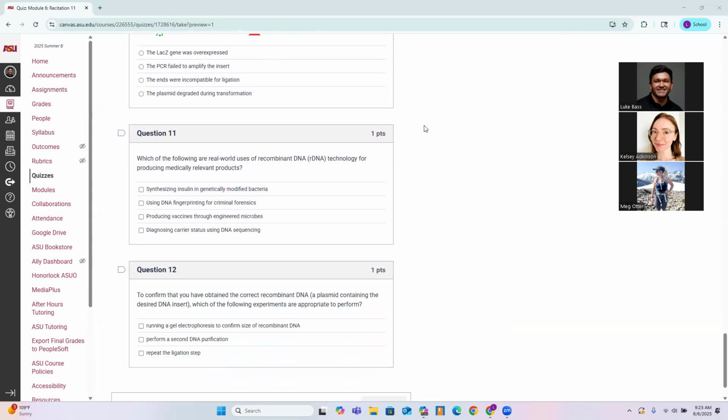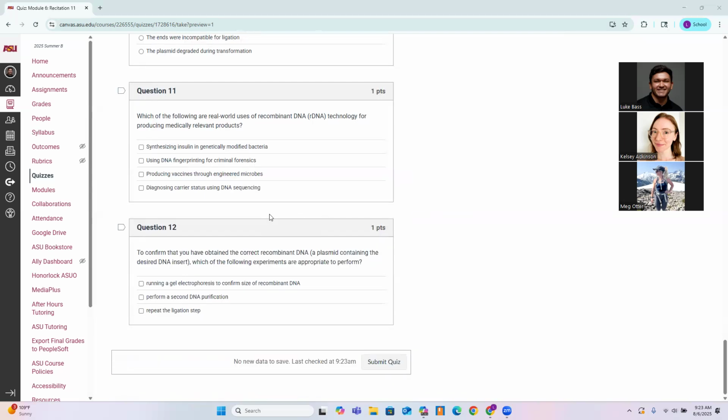So question 11, which of the following are real world uses of recombinant DNA technology for producing medically relevant products? So this is why we care about bacterial cloning. So you'll see that there are a few options here that are correct, and are cool applications for actually using this technology, right?